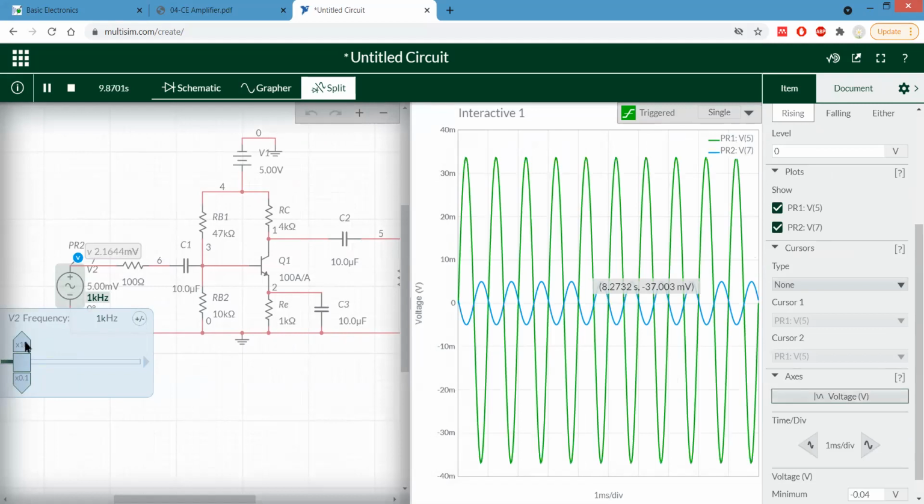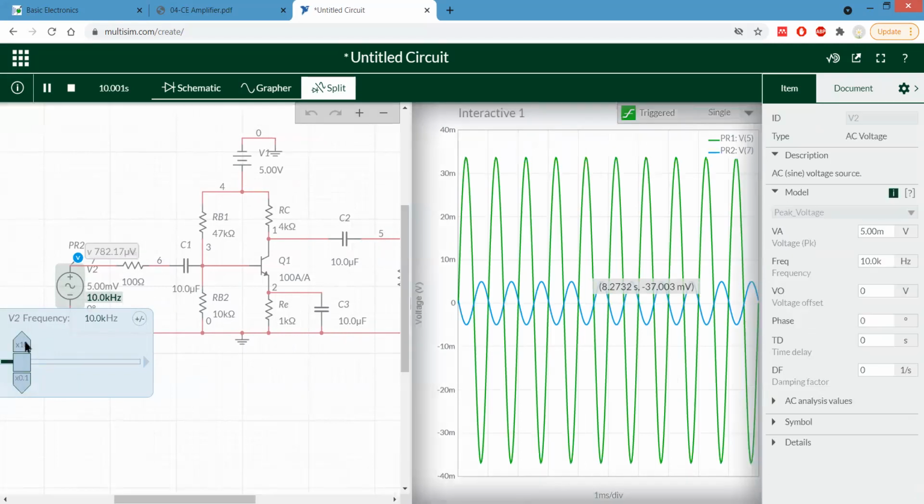Now let's change the frequency. Let's say it is 10 kilohertz. Still not affected. 1 megahertz not affected. 1 gigahertz not affected. 10 gigahertz. 1 terahertz. 10 terahertz. 100 terahertz. No.